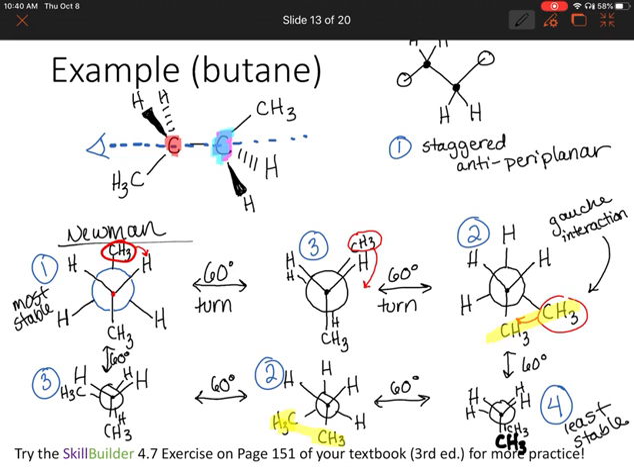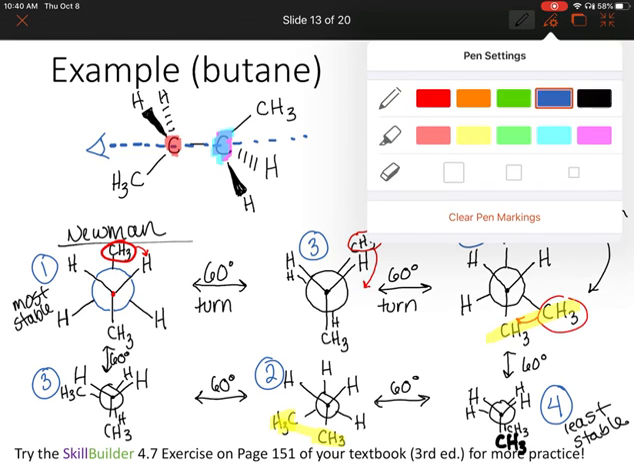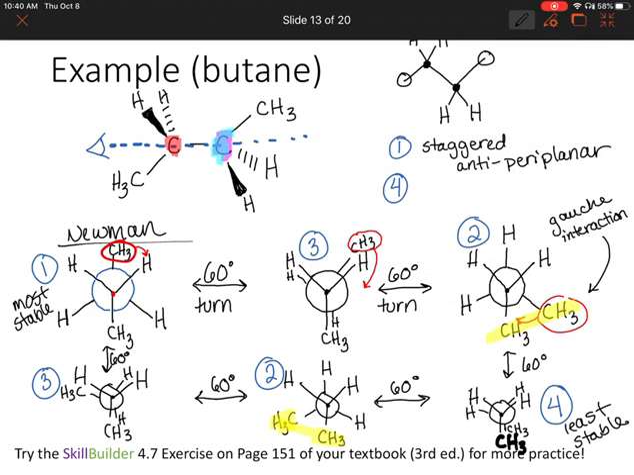Okay, and then the least stable structure, we call that eclipsed syn-periplanar. All right, so anti means that the groups are as far apart as possible. Syn means that the groups are lined up perfectly with each other. So those methyl groups.